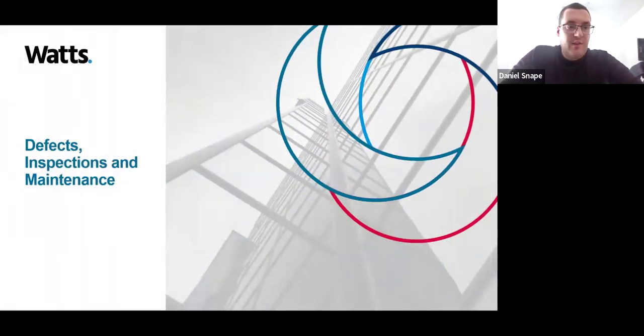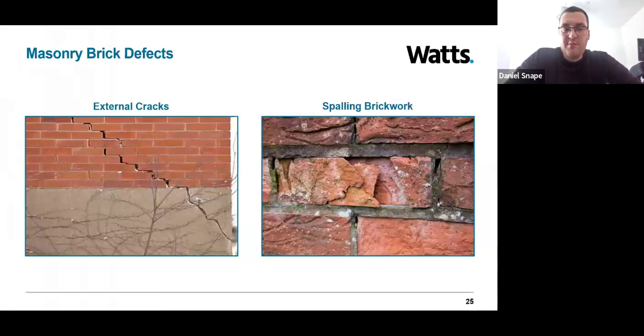So let's have a look at some defects and then the importance of inspections and maintenance. I'm trying to keep these slides pretty simple. I just want to show some of the key defects that we often see as building surveyors in these various types of systems. So let's start off with masonry brick defects, which we touched on right at the start of the presentation. So external cracks are probably one of the most common defects that people might come across when they're looking at a brick wall.